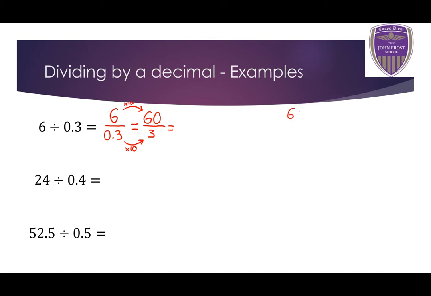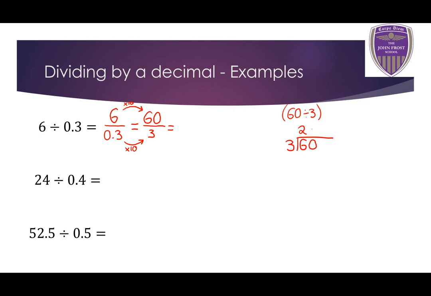Just make a little note over here. 60 divided by 3. That's what I'm trying to find out. So I'm going to use the bus stop method for this. Remember, the 3 goes outside the bus stop, 60 goes inside. How many 3s are in 6? There's 2. There's no remainders.